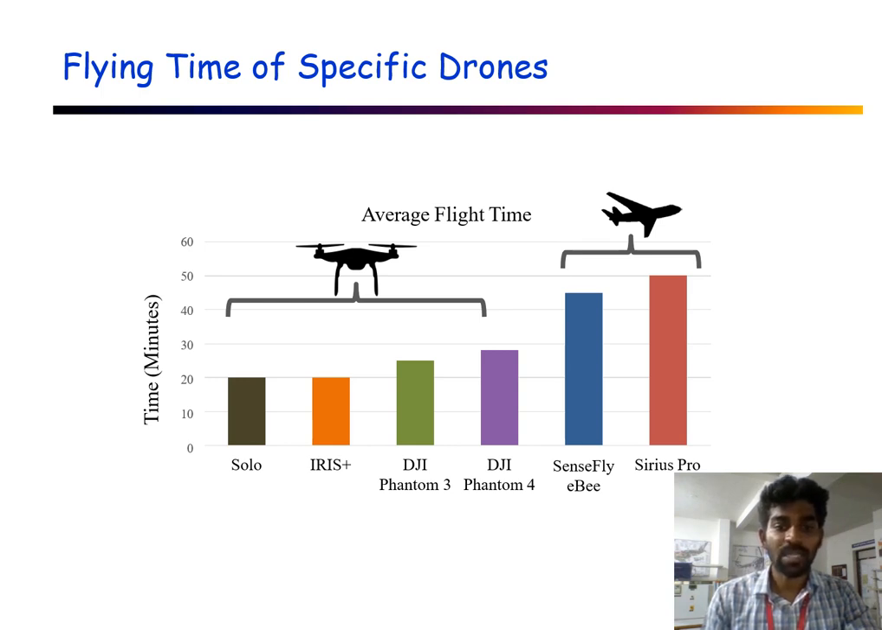Here is the flying time of particular drones. For example, the 3DR Solo has a flight time of 40 minutes, and the DJI Phantom 3 and 4 series have a duration of 40 minutes, and the senseFly eBee has a time of 1 hour.